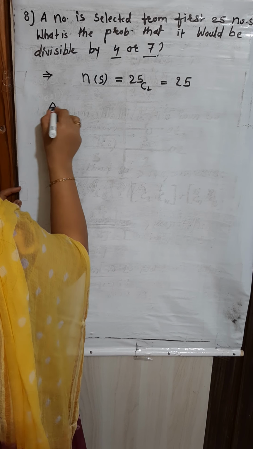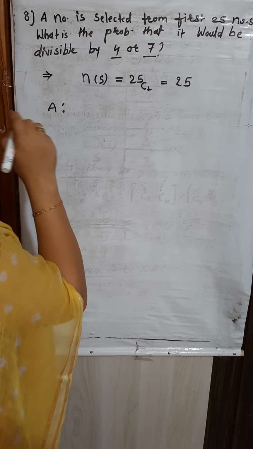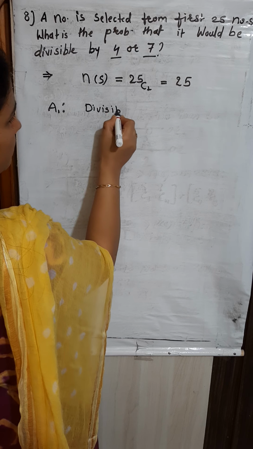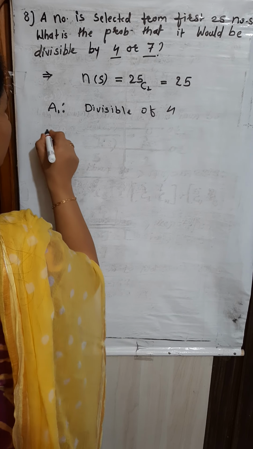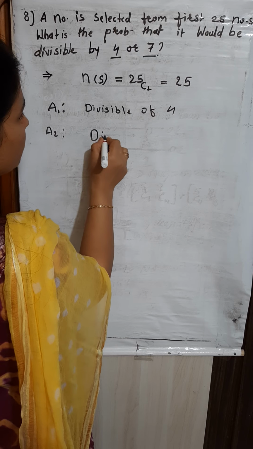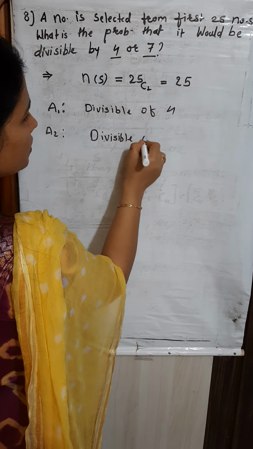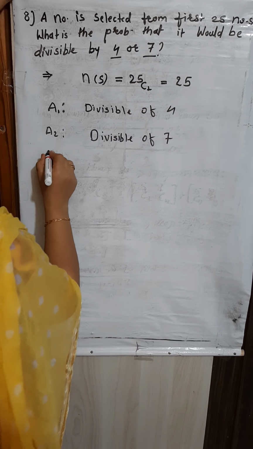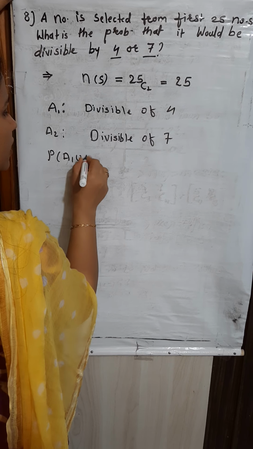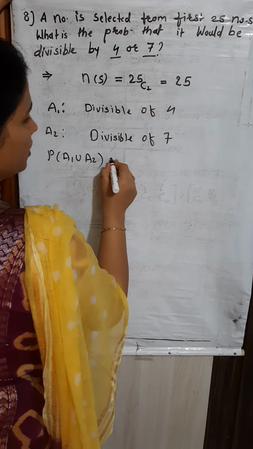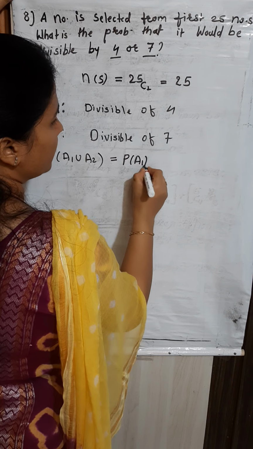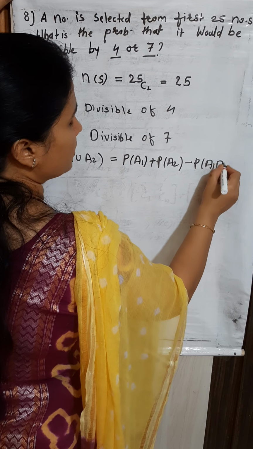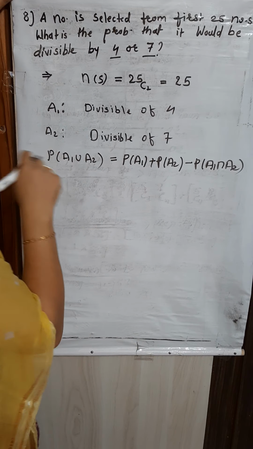Now it will be divisible by 4 or 7. So event A1 will be divisible by 4, and A2 will be divisible by 7. Divisible by 4 or 7 means A1 or A2, so you will write it like this: probability of A1 union A2. And what is the formula for this? This is equal to probability of A1 plus probability of A2 minus probability of A1 intersection A2.